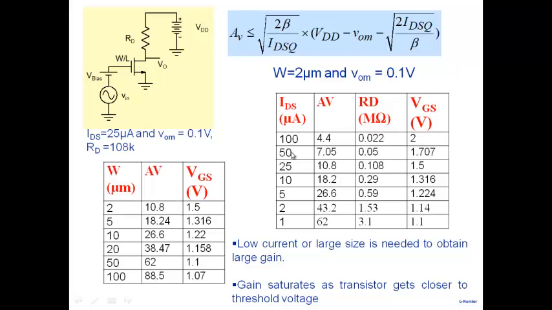Okay, so what you are seeing from here is that if I have this particular amplifier, either I require very low current. Note here, current is becoming very low, and therefore my RD is becoming very large, 3 mega ohm, to get a gain of 60 or 70 or whatever it is, a reasonable value here. So that's one way of getting a reasonable value of gain. The other one is I have to use very large size of the transistor to get a reasonable value of gain.